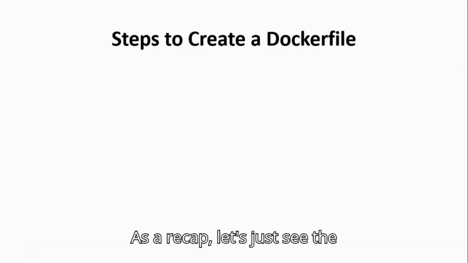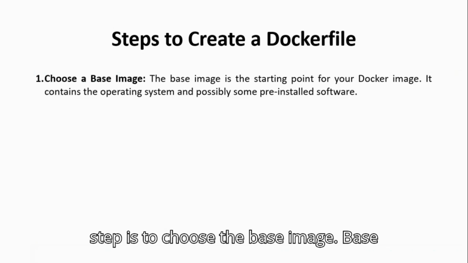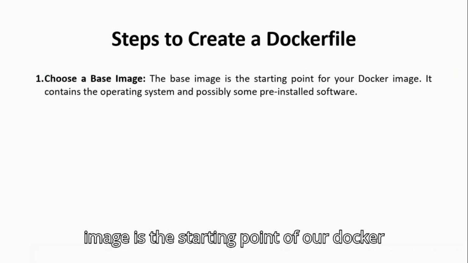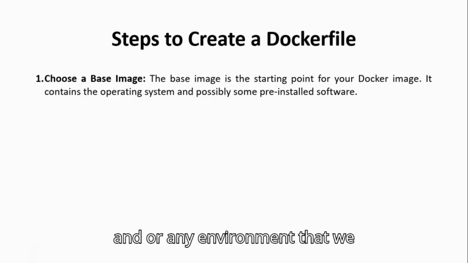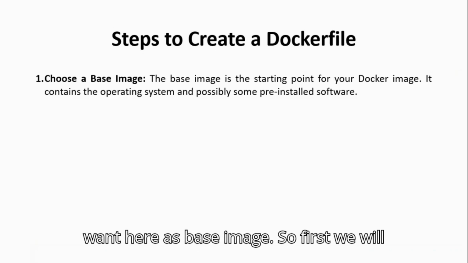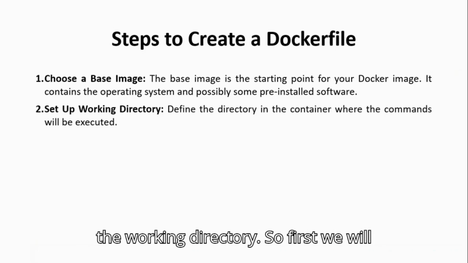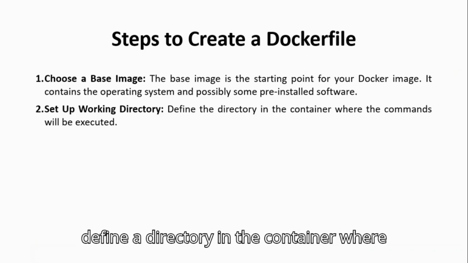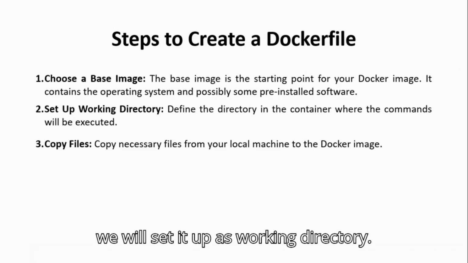As a recap, let's just see the steps to create a Dockerfile again. First step is to choose the base image. Base image is the starting point of our Docker image. So we will mention the operating system or any environment that we want here as the base image. Next, we will set up the working directory. First we will define a directory in the container where we want our commands to be executed, and we will set it up as the working directory.